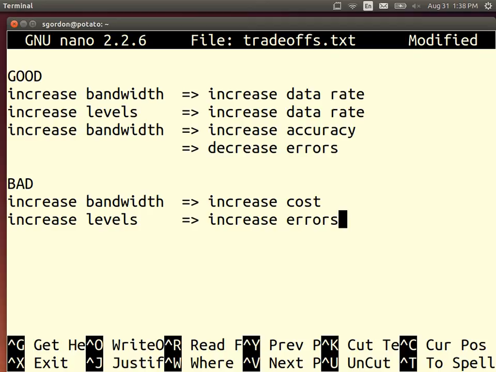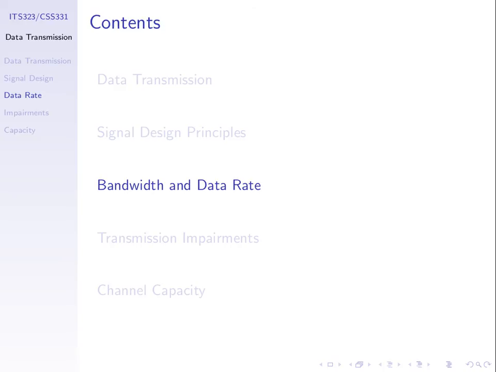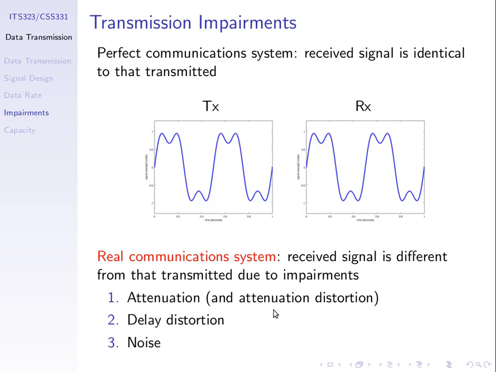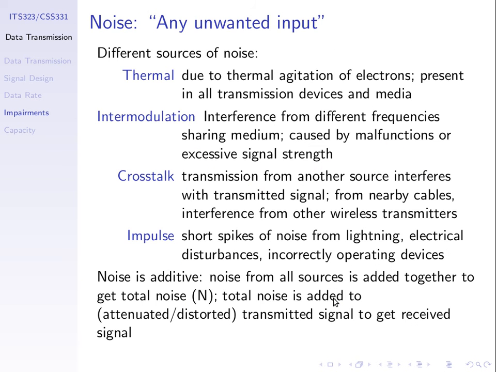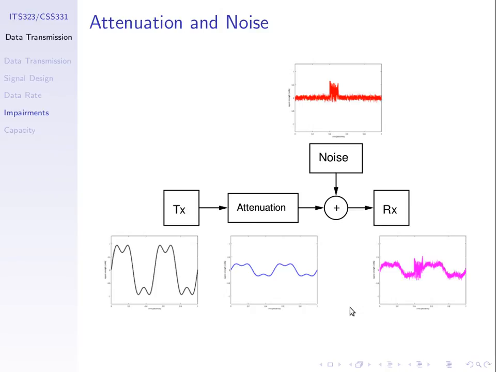All right, we've got a few more to add, but let's return to the slides and talk about impairments. So the thing we finished on our last lecture was transmission impairments. And we said there are different types of impairments, but two we're focusing on is attenuation and noise. And we'll go to the summary picture that captures both of them.